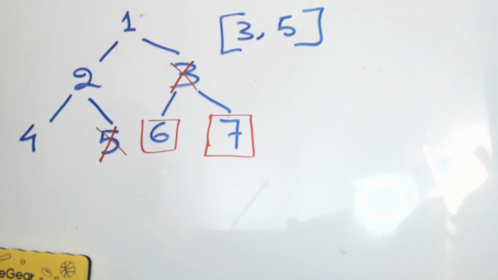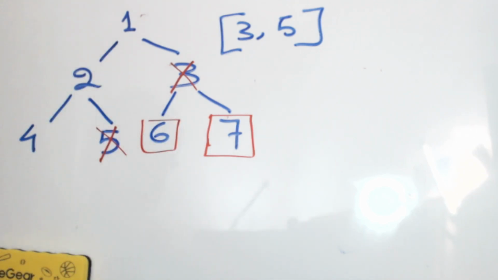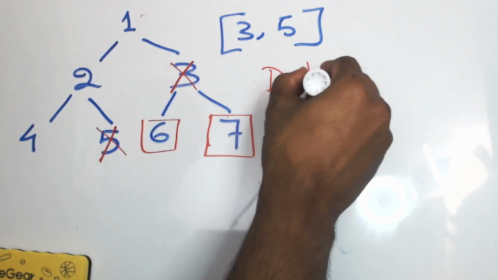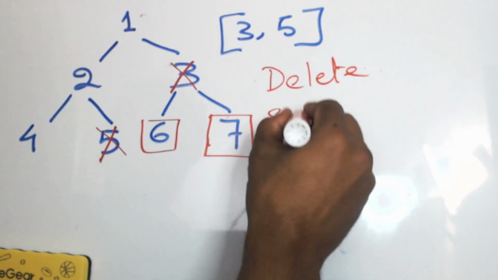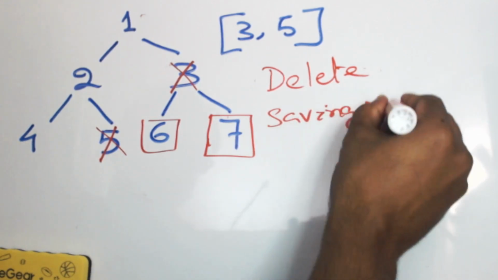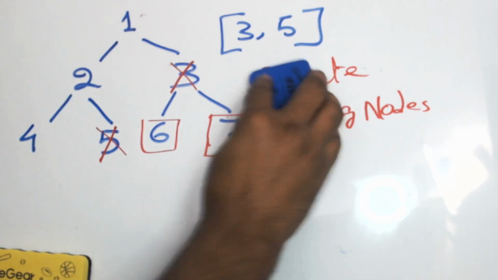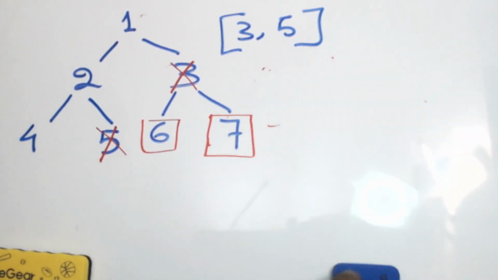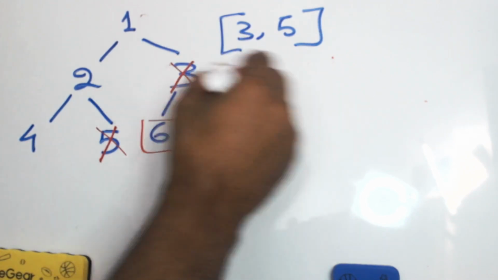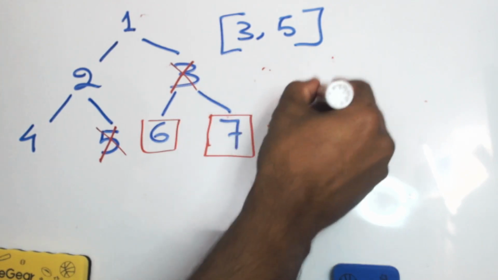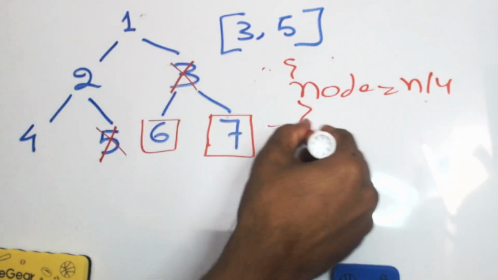So there are 2 steps in this question. One is to delete, and the second one is saving our nodes. So delete is straightforward. For example, if we want to delete this node, we just have to traverse through the tree, and whenever we find 3, we just have to return null. We mark that node equal to null. If not, we just have to return the node.